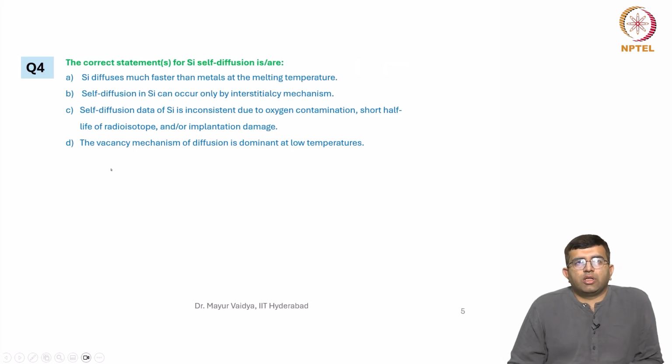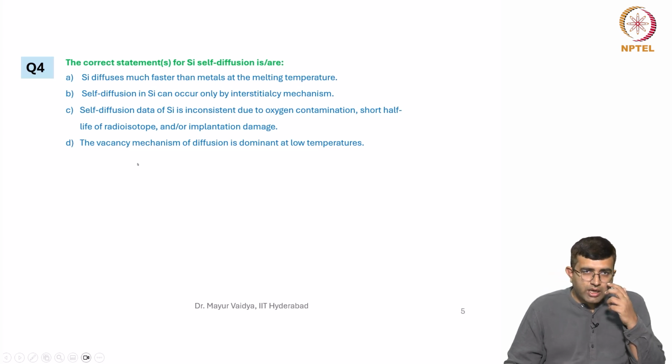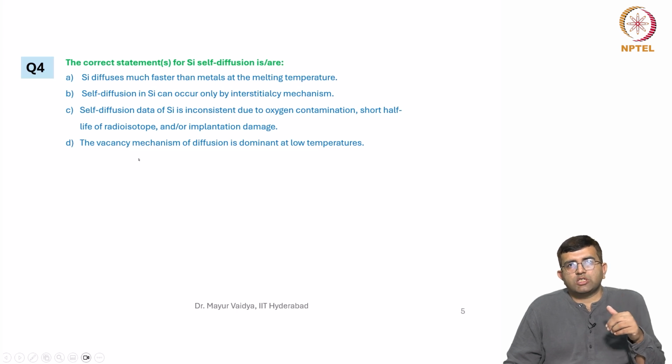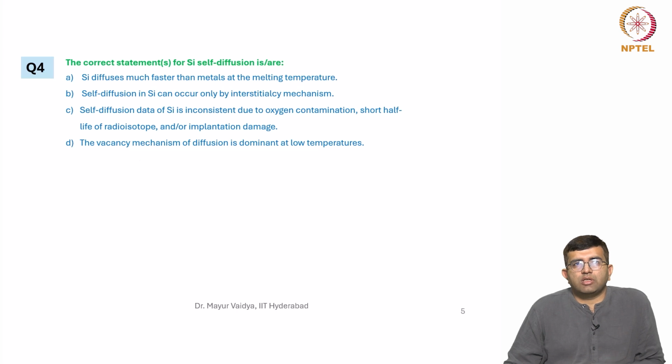Moving ahead, question number 4: the correct statements for silicon self diffusion are, depending on how many are correct. Silicon diffuses much faster than metals at the melting temperature. We have seen that this is not correct. Silicon self diffusion is much slower than in other metals at the same melting temperature. Then, self diffusion in silicon can occur only by the interstitial mechanism. This is also not correct, because both the vacancy and interstitial mechanisms play an important role in silicon self diffusion.